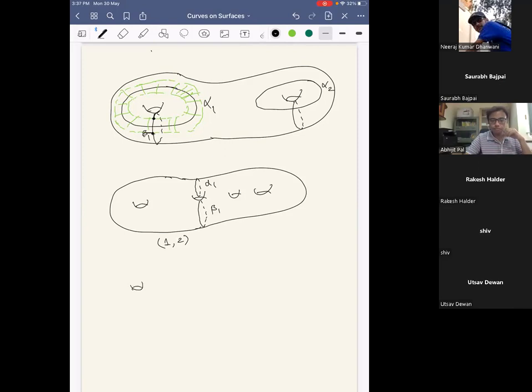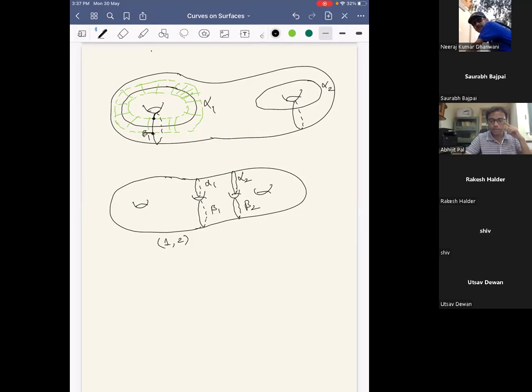So for example, let me check. Here it is 2. Alpha 2, beta 2. For alpha 2, beta 2 the data is the same. If you look at it after cutting along alpha 2, beta 2, you will also get two disconnected surfaces. One is genus 2, the other is genus 1.